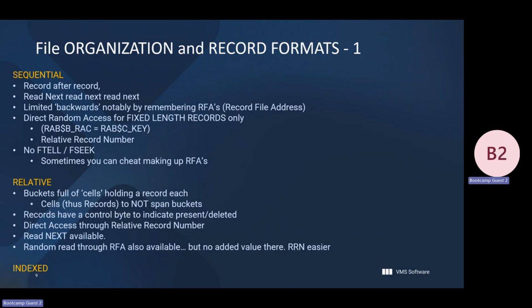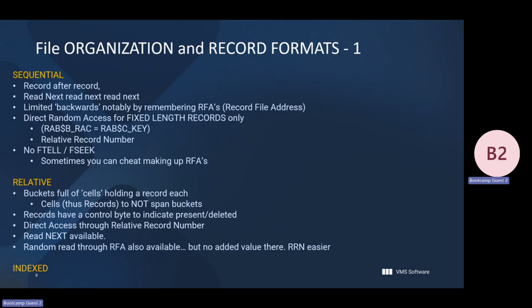And you request those kinds of things in the interface by setting fields to values. You say, I want to operate in key mode and no longer in sequential mode. We'll come back to that. But there's no seek and tell. Those RFAs, once you get the hang of it, you can make them up. But nah. So that's sequential. That is the basic file on VMS, right? With me?